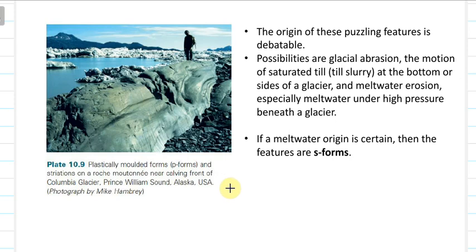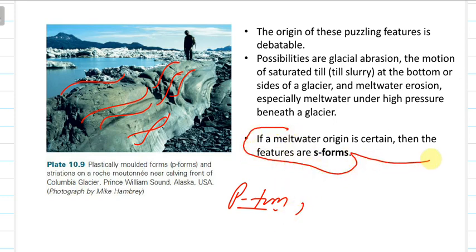And P forms basically these molded, plastically molded striations which are caused by the erosion. Okay, तो ये आपको ध्यान में रखना है, P forms. Okay, and when this erosion is caused by melt water origin, then it is known as S form. यानी कि पानी की वजह से अगर कोई erosion होगा, okay, तो इसको हम S form बोलेंगे. And if this is caused by the glacier, it is known as P form.